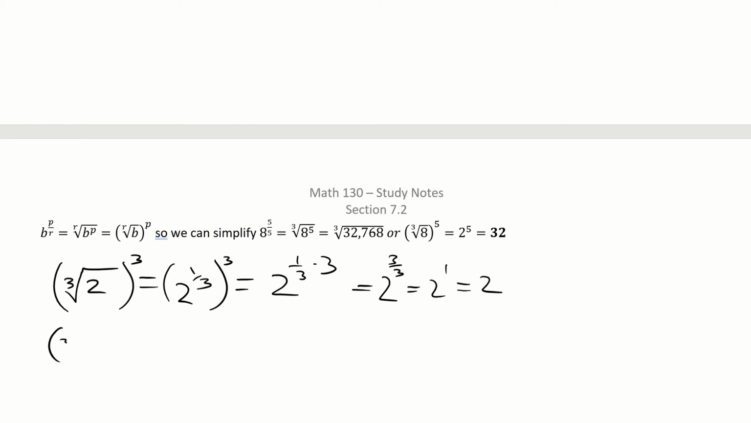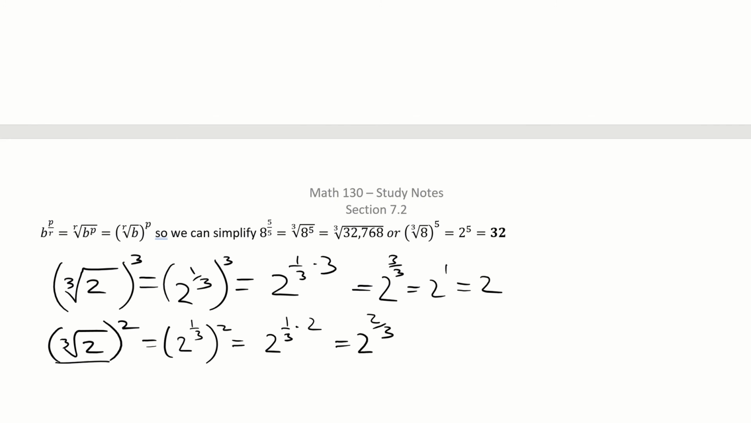But if we take the cube root of 2 and hit it with just, I don't know, what if we hit it with a 2? Well, that means what we've got is the cube root of, let's go to the powers. It's 2 to the 1/3 power, but then only squared. We still do the same thing, 2 to the 1/3 times 2, and you end up with 2 to the 2/3 power, and these two are known to be equivalent to each other.